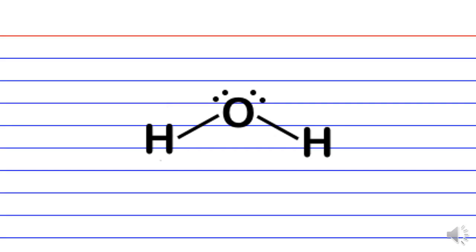It's bent due to the 2 lone pairs of electrons on the oxygen. So this is why the structure is bent as opposed to linear, because those electron clouds are pushing out and just pressing down the hydrogen clouds.